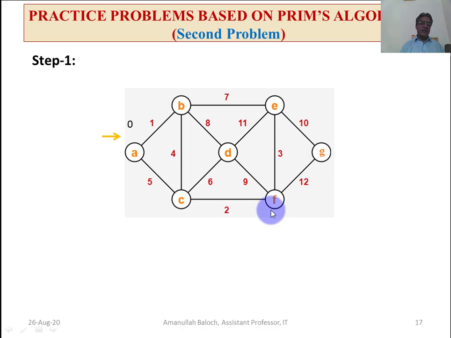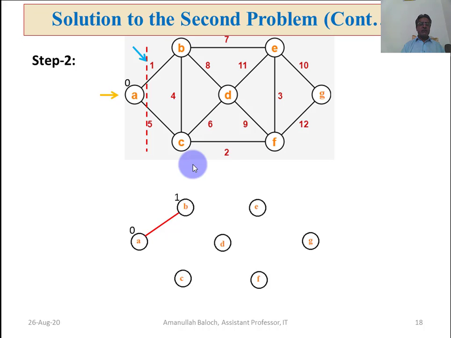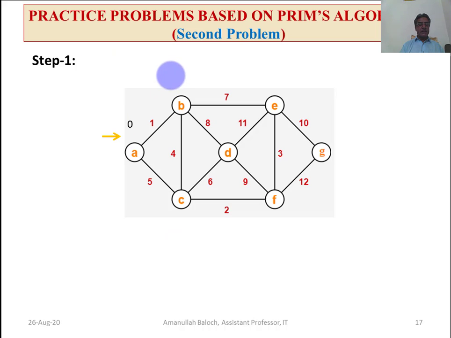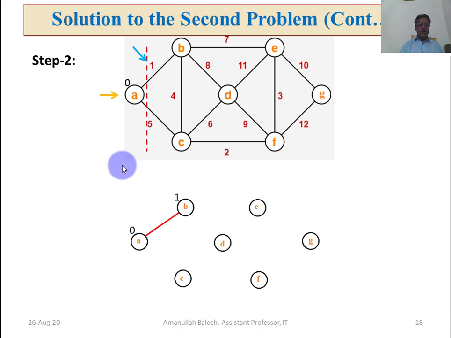And at the left side, A is the processed node, while at the right side all the nodes are unprocessed. This cutting line will decide which edge has light weight. This edge is 1 and the weight of this edge is 5. So 1 is the light weight. This being a greedy algorithm, Prim algorithm will select this edge as an MST. So it develops a link from A to B, and the weight of this edge becomes the key value of B. So the key value of B becomes 1.